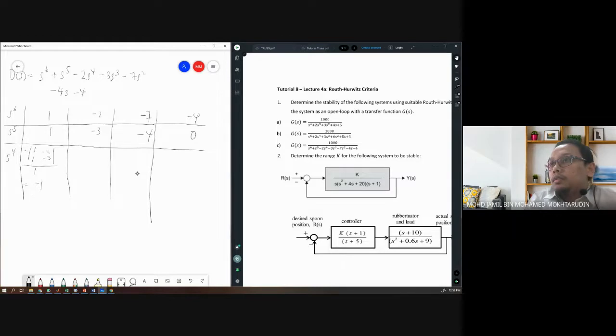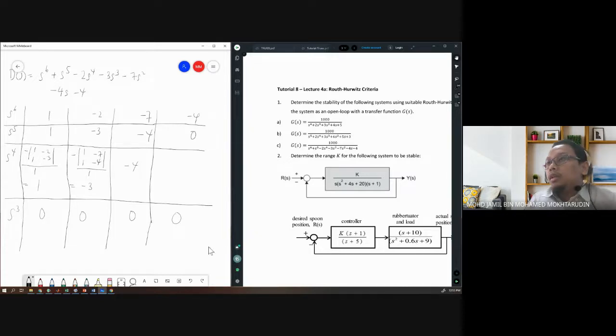Okay, and then the second column. Right, tambah 7, 3, -3. Then we get -4. And then row S3, you get all zeros.